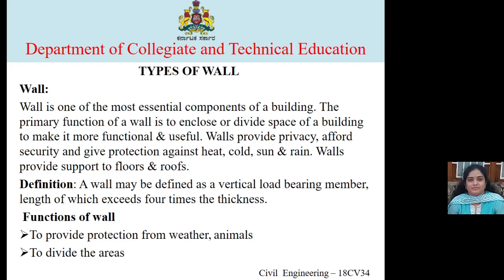So the wall is one of the most essential components of a building. The primary function of the wall is to enclose or divide the space of a building to make it more functional and useful. Walls provide privacy, afford security and give protection against heat, cold, sun and rain. Walls also provide support to floors and roofs. These are the functions in brief.